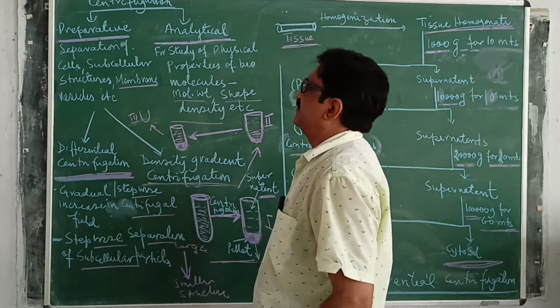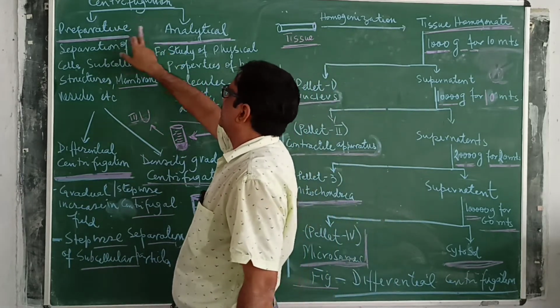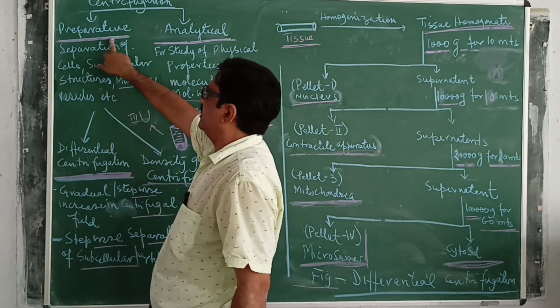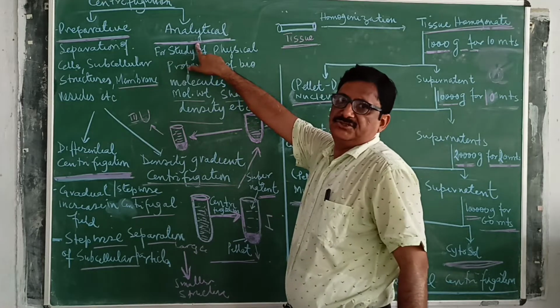Today we will discuss what types of centrifugation there are. So there are basically two types of centrifugation: the preparative centrifugation, and another one is analytical centrifugation.